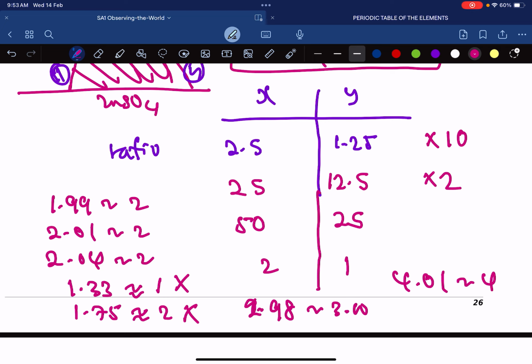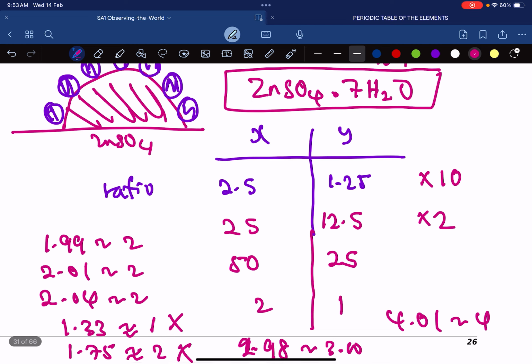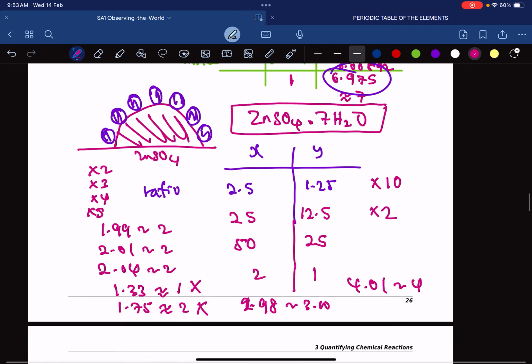So if you get anything which is not those common numbers, like 1.5, 2.5, 1.3, 1.6, then you have to start multiplying with 2. If this doesn't work, you multiply with 3. If this doesn't work, you multiply with 4. If that doesn't work, try 5. After 5, check your working again. You could have got something wrong.